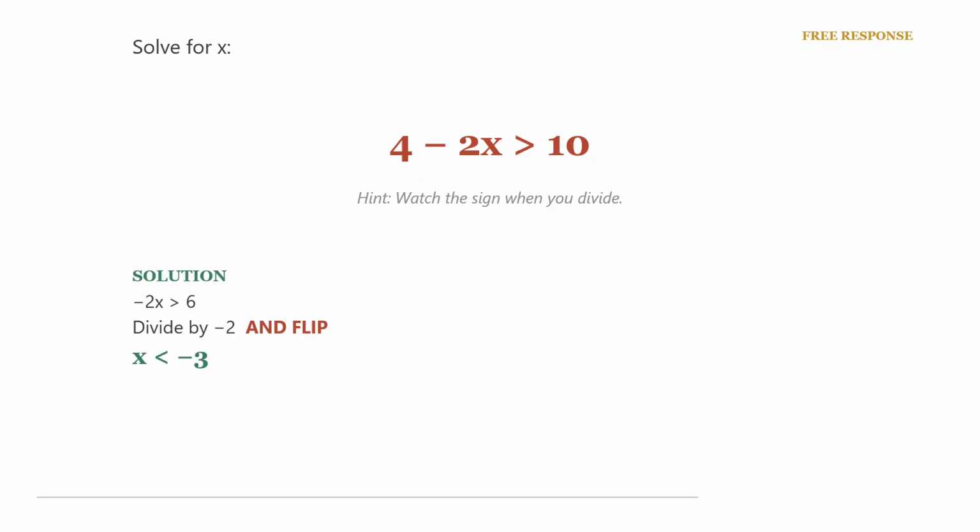The answer is x less than negative 3. Subtract 4 from both sides. Negative 2x is greater than 6. Divide by negative 2 and flip the inequality, x less than negative 3. This question targets the missed flip trap dead on. If you wrote x greater than negative 3, the symptom is identical to forgetting the flip. Your algebra was right except for the direction.